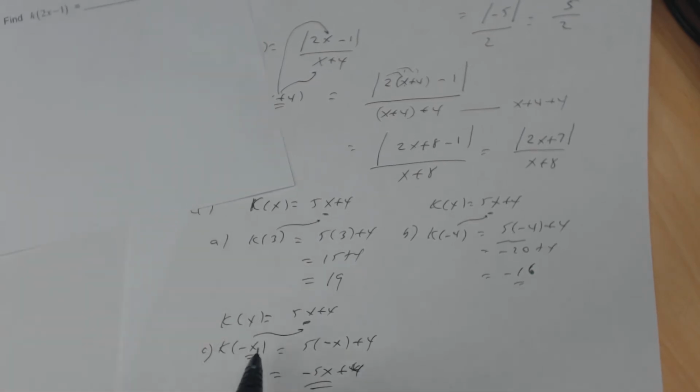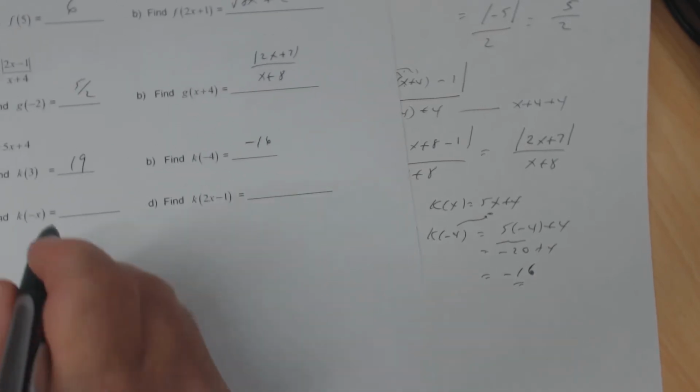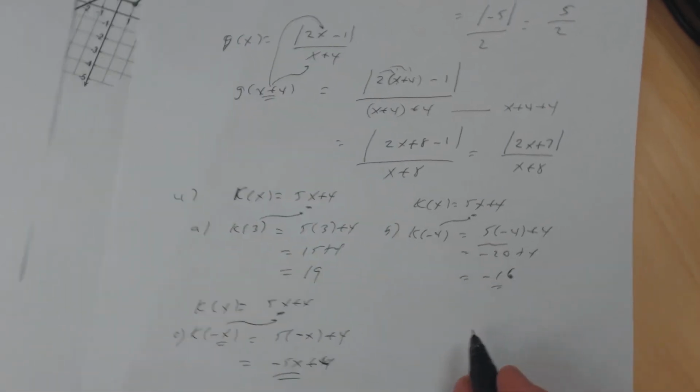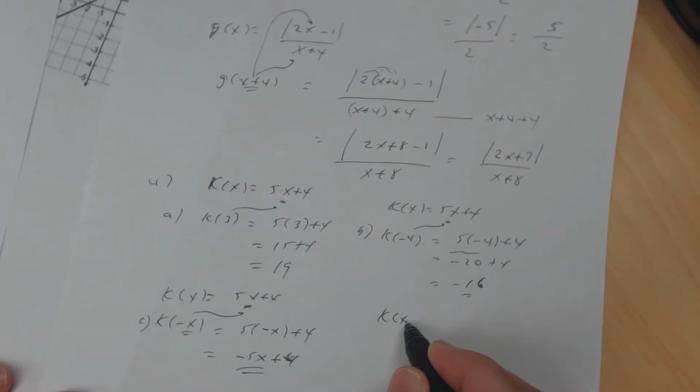So k of negative x. Remember, when you substitute an algebraic expression, you're going to get an algebraic expression for your answer. So that's negative 5x plus 4. And then D, so remember k of x is this.